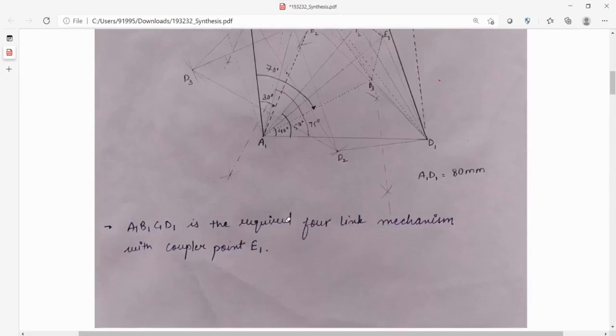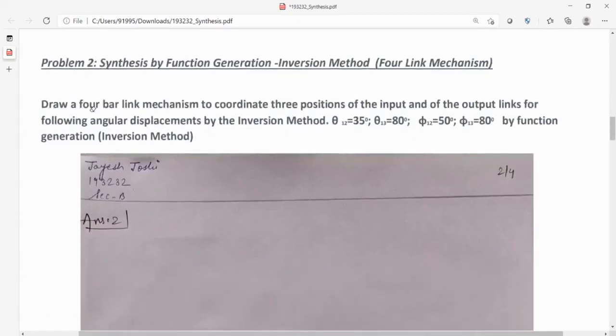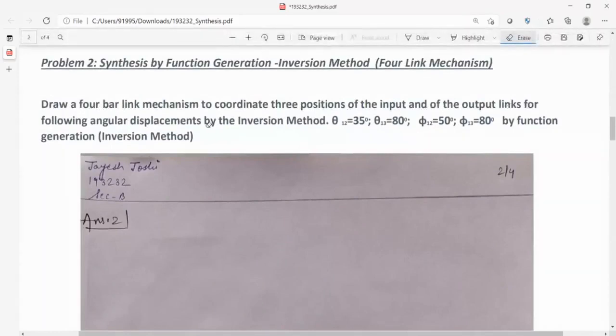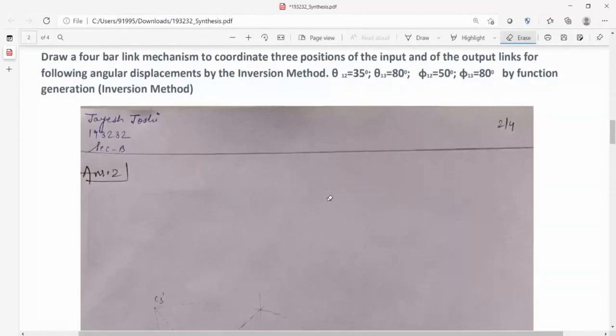So now we move to the next question, which is given as synthesis by function generation, inversion method. So we are asked to draw a 4-bar link mechanism to coordinate 3 positions of the input and of the output link for the following angular displacement by the inversion method. The angles for the input links are given as 35 degree and 80 degree, and for the output it is given as 50 degree and 80 degree.